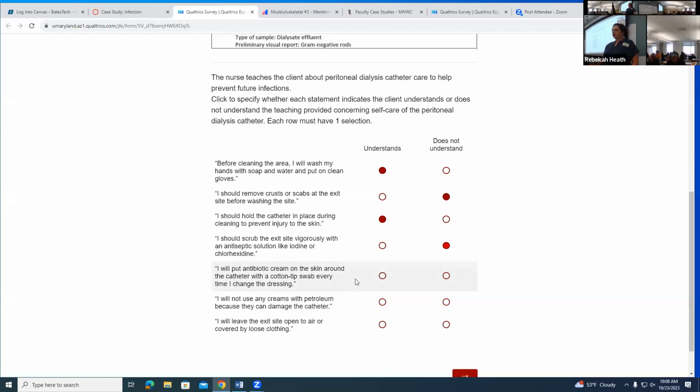I'll put antibiotic cream around the skin, around the catheter with a cotton tipped swab every time I change the dressing. Yes. I will not use any creams with petroleum because they can damage the catheter. Yes, you understand. I'll leave the exit site open to air or covered by loose clothing. Yes.